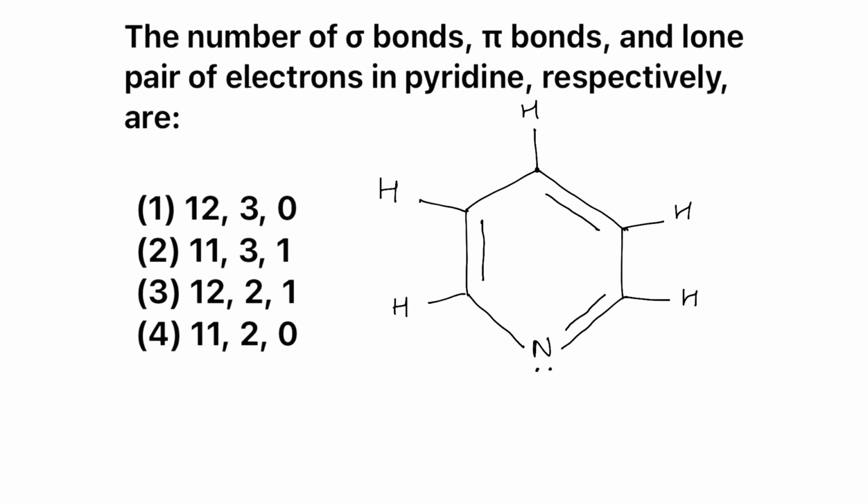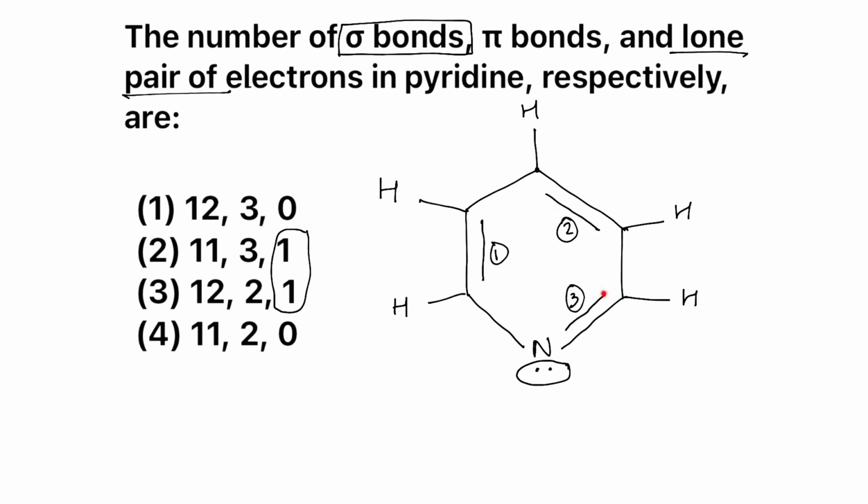Clear? One important thing: don't go and check sigma bonds first. It takes a lot of time. So what do you do? Check the number of lone pairs first. See how many lone pairs? Just one. So it is either option 2 or 3. Then count the pi electrons. How many are there? See, 1, 2, 3, right? These double bonds. See, this is the first pi bond, second pi bond, third pi bond. So total 3. Correct? So what is our right answer? Option second. Got it, right? Don't go and check the number of sigma bonds. It takes a lot of time. You lose time.